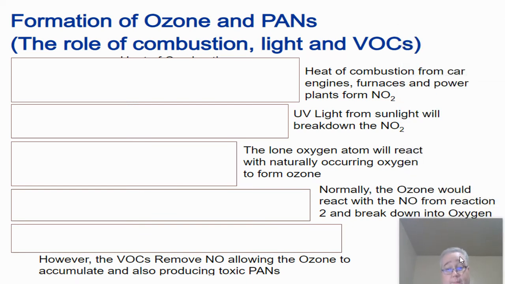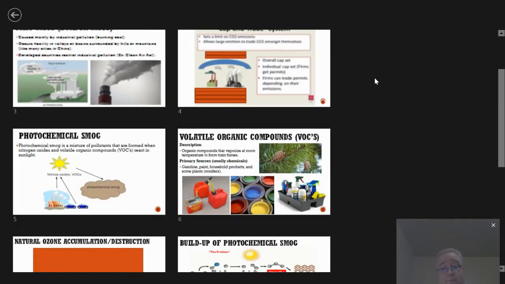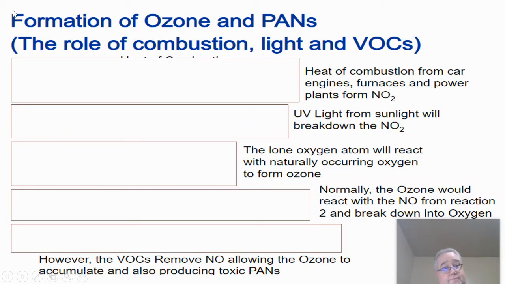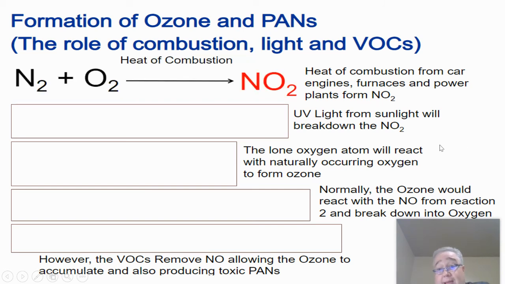So here's what I want you to remember chemically about this set of reactions. I'm going to go through this with you. There are 5 different things that you need to know, and you need to make sure you study the chemistry of this. So again, our first reaction is basically how does that NO2 get into the atmosphere in the first place? It says here the heat of combustion from car engines, furnaces, and power plants can form NO2. So this is how the NO2 gets into the air in the first place.